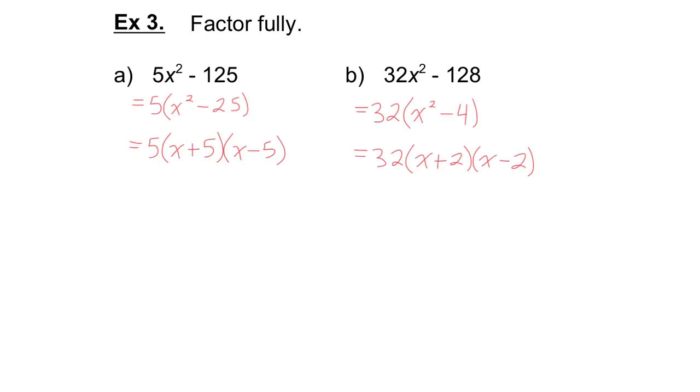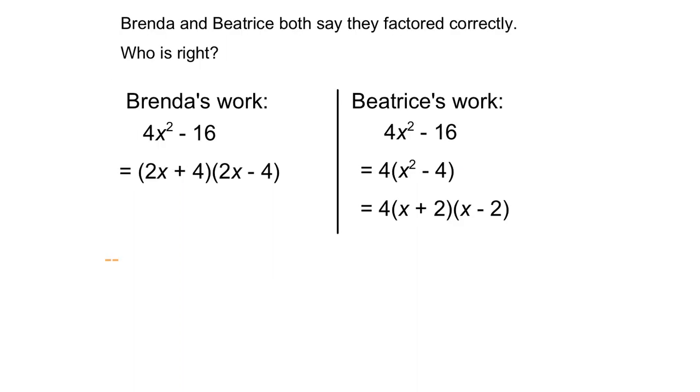Here it is. In each case, there was a greatest common factor we factored out first, and then we factored the other part as a difference of squares. Again, if you're getting stuck and you're not sure what's going on, you should pause the video and ask for some help before you move on. All right, now let's reflect. Brenda and Beatrice both say they factored correctly. Who is right? So here's Brenda's work. Here's Beatrice's work. Take some time to think. Pause the video if you need to.